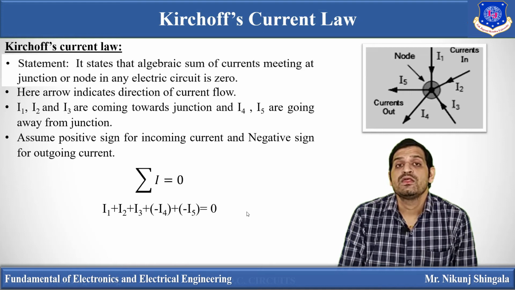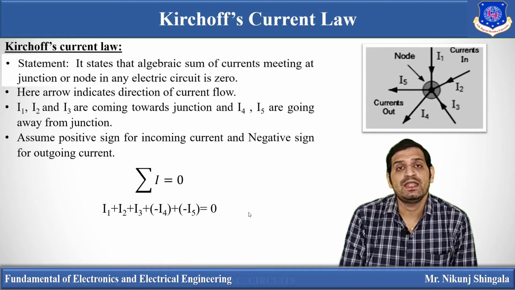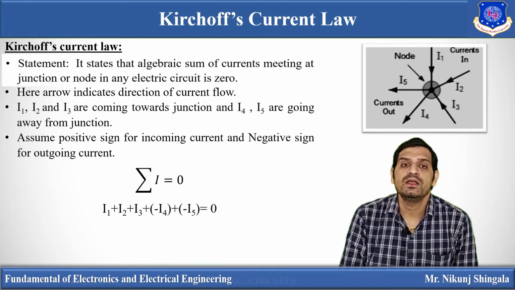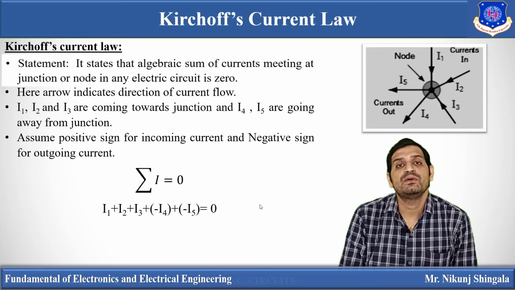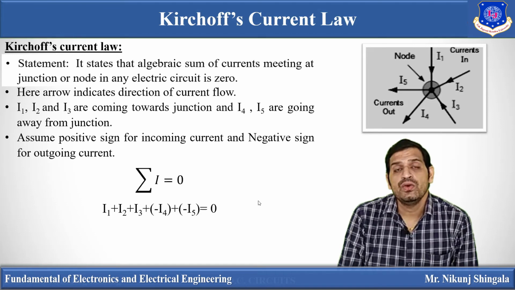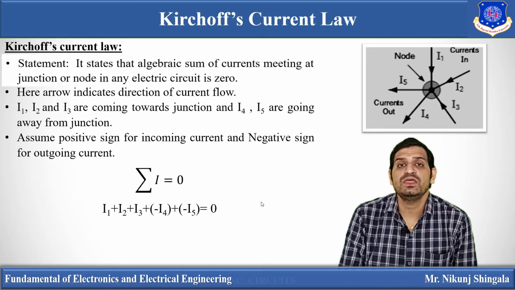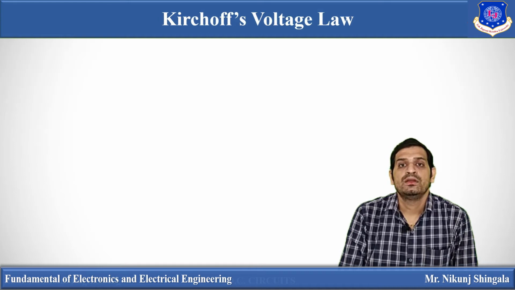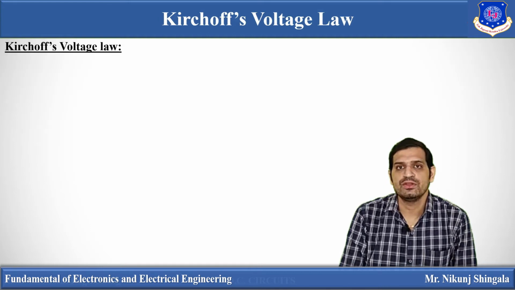So we can say the summation of incoming current at any junction or node in the circuit is equal to the summation of the outgoing current, or the algebraic sum of the current meeting at a junction or node is also 0. So this law will be used for analysis of the circuit. Basically, nodal analysis is done on the basis of Kirchhoff current law. Next one is Kirchhoff voltage law.